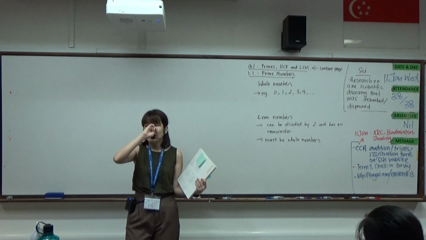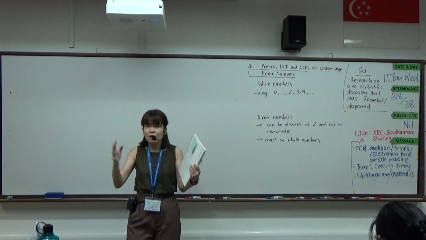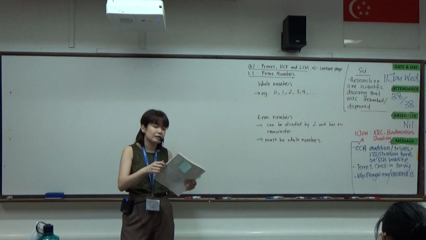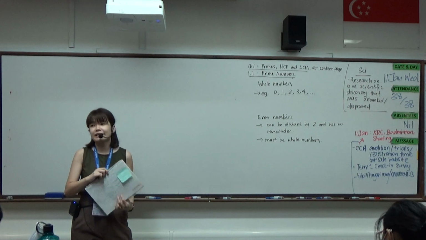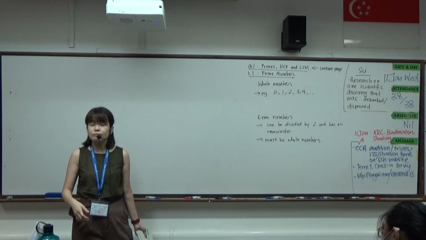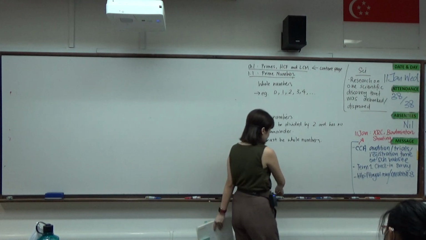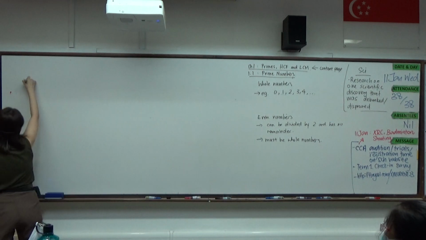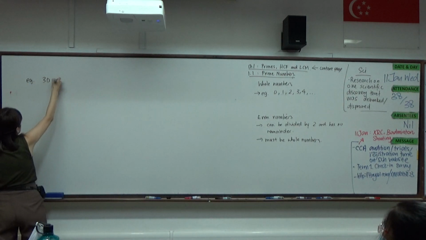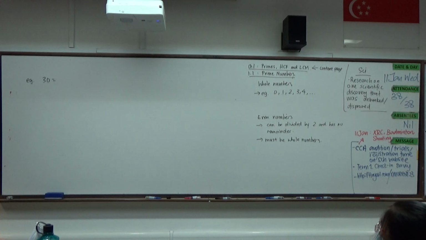Okay, I think that within whole numbers itself, we want to think of other ways. One of the ways is to determine based on the number of factors it has. Do you remember what a factor is? Let's say maybe I look at the example 30. What are the factors of 30?